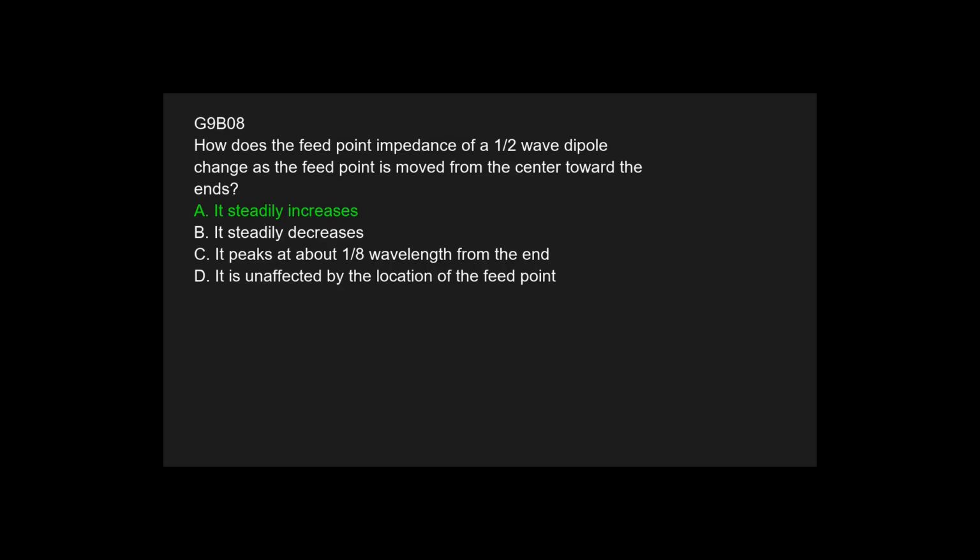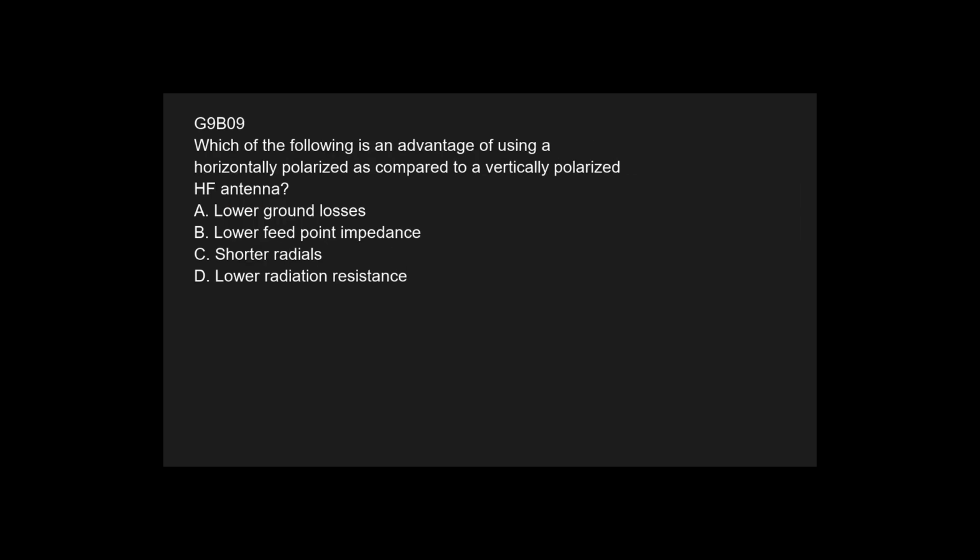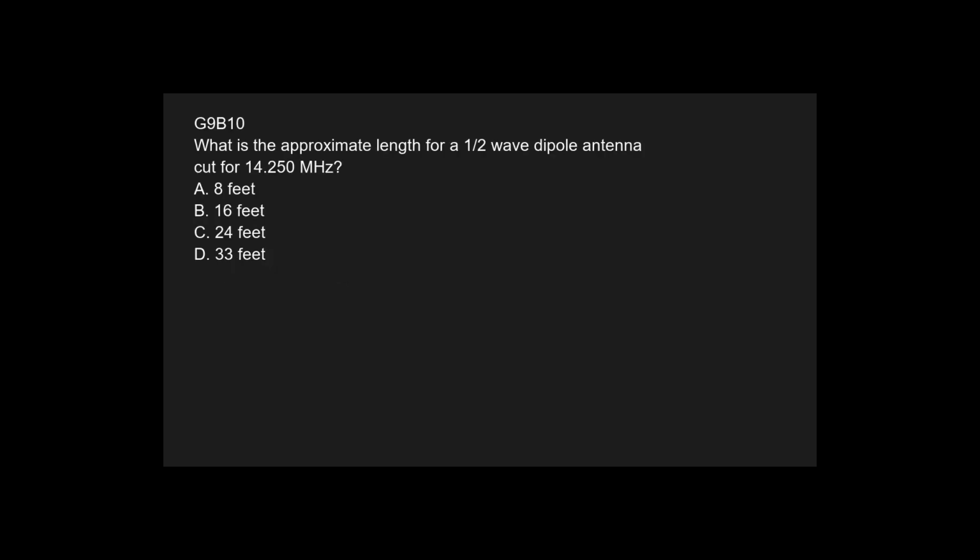The correct answer is A. It steadily increases. Question: Which of the following is an advantage of using a horizontally polarized as compared to a vertically polarized HF antenna? The correct answer is A. Lower ground losses. Question: What is the approximate length for a half-wave dipole antenna cut for 14.250 MHz?